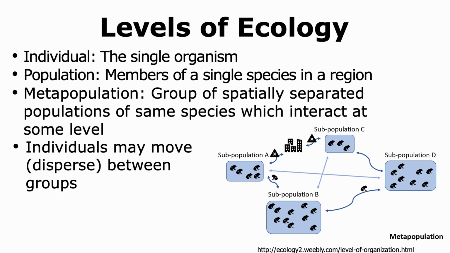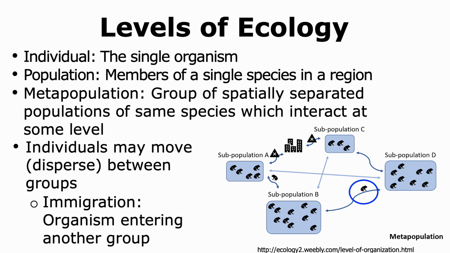The individuals may move between these different groups. For example, we can see a frog moving between subpopulation A and B, while another frog is moving between subpopulation B and D. All of these are metapopulations. Immigration is the phenomenon where the organism enters another group. For example, we can see a frog entering the subpopulation D, and hence it is immigrating into subpopulation D.